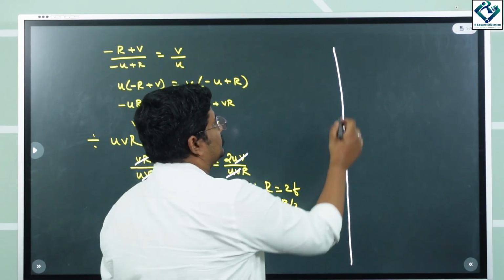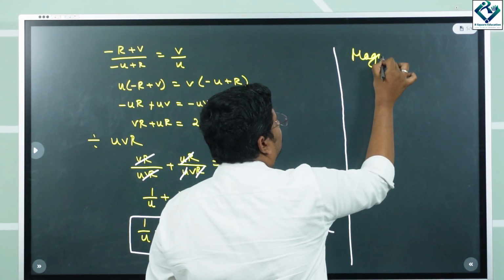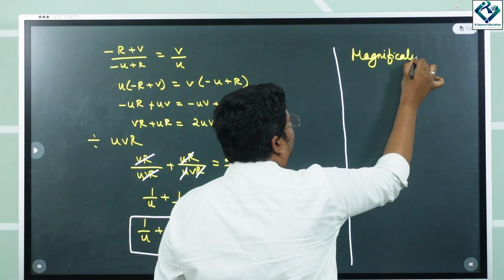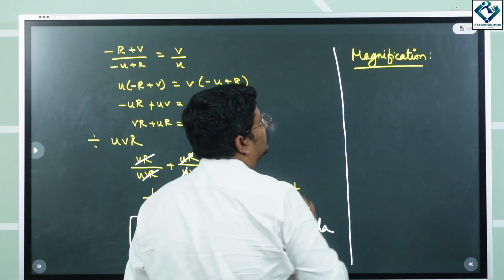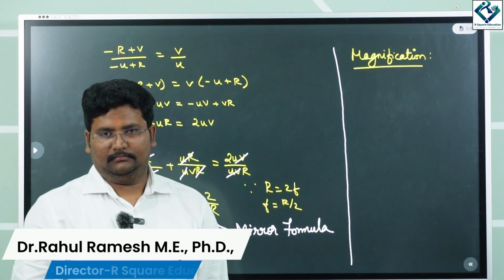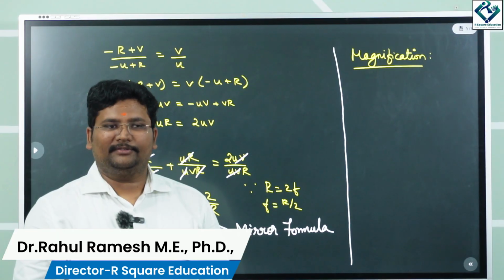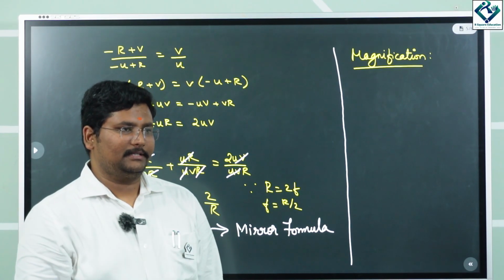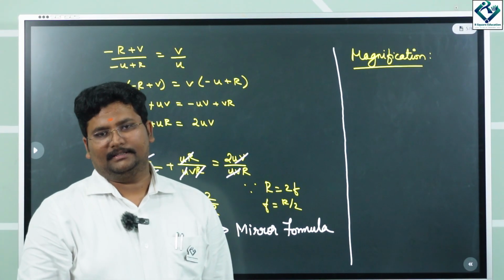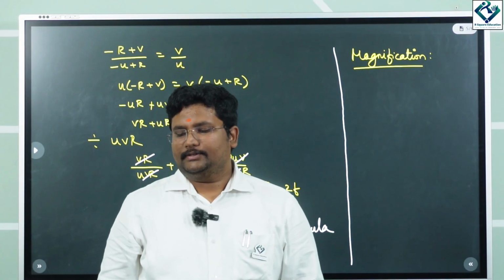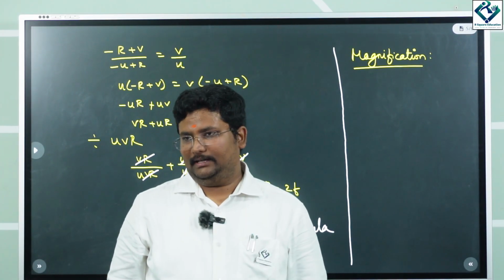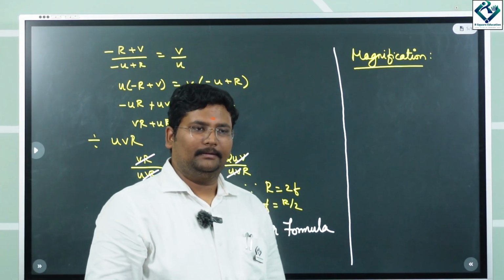Okay, magnification. So magnification of a mirror, basically, if you look at it, is the ratio of the heights of the image and the object, with respect to the object distance and image distance. That's all there is to it. Okay? So we call this linear magnification.